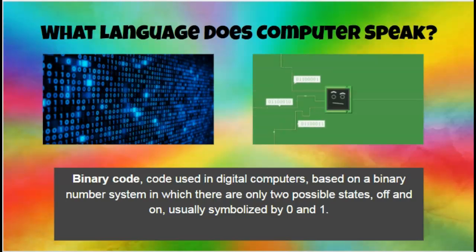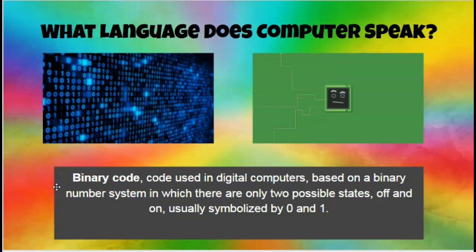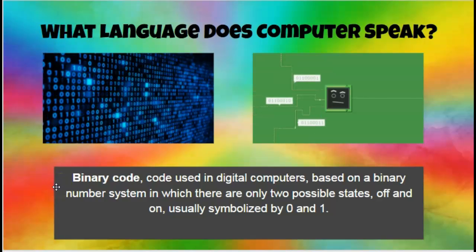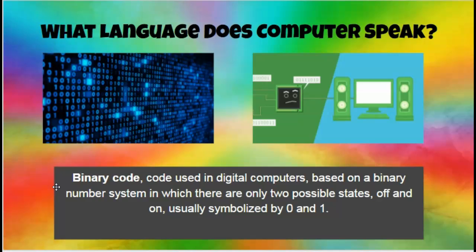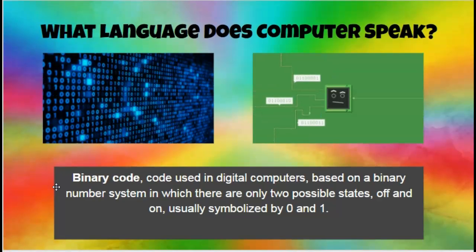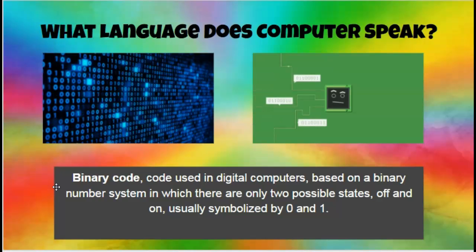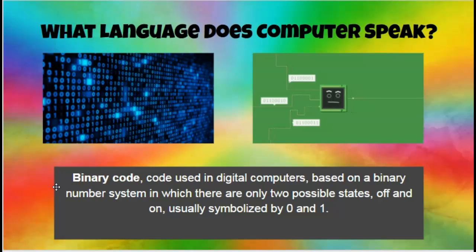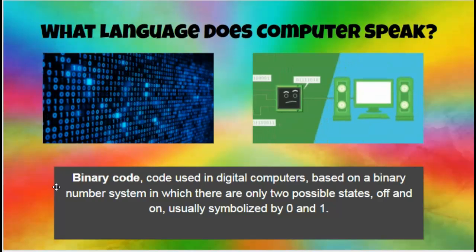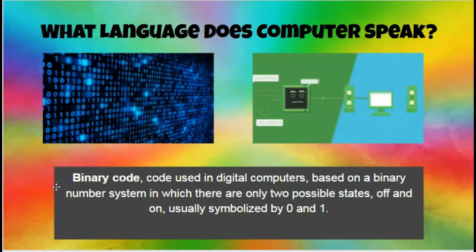What language do computers speak? Binary code. Binary code is used in digital computers and is based on a binary number system in which there are only two possible states, on and off, usually symbolized by ones and zeros. A binary code signal is a series of electronic pulses that represent numbers, characters, and operations to be performed.